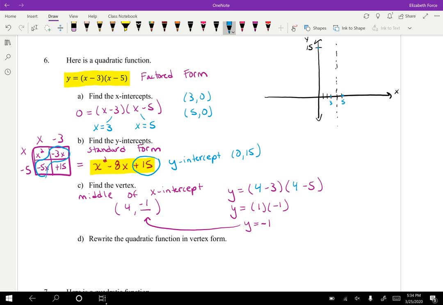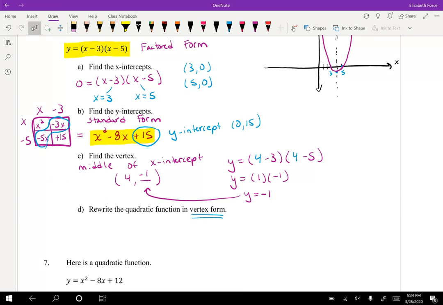And I pretty much have everything I need to get a good visual of this parabola. So it's opening up, crosses at the 5 and the 3, and crosses all the way up in the y-axis at 15. So for part D, you have all the information you need to put it into vertex form. And what do you need? Most importantly, is that vertex point. That vertex point occurs at (4, negative 1).